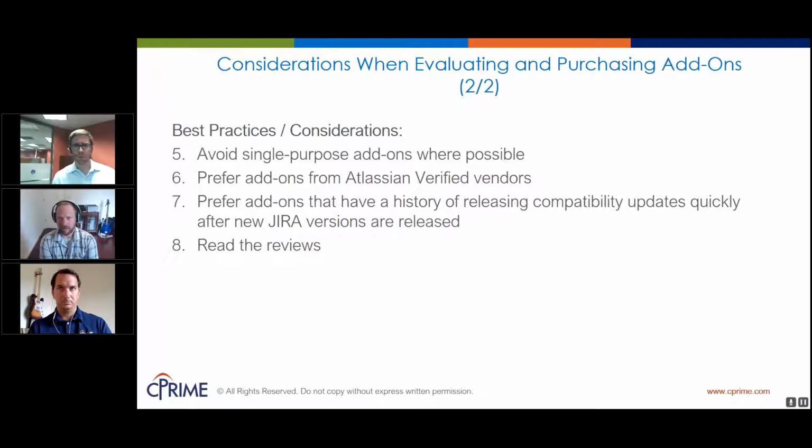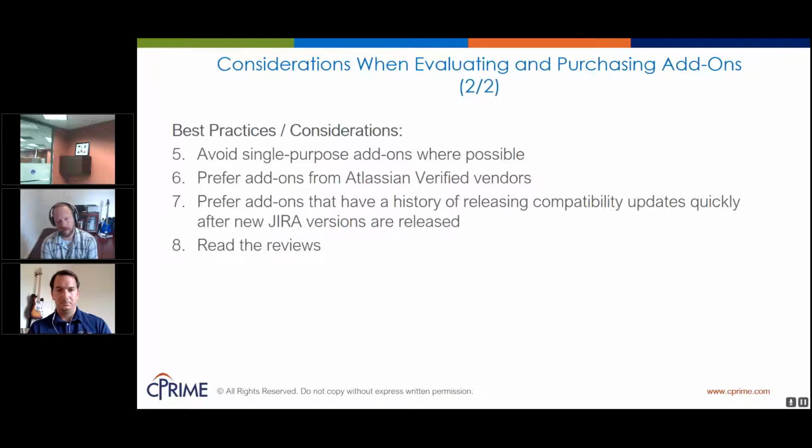You also want to prefer add-ons that have a history of releasing compatibility updates quickly. This is very important. If you have many add-ons in your production instance, you'll find that when you want to upgrade your Jira, for example, to the next major release, all of your add-ons have to be marked as compatible with that next major release. If one of those add-ons is business critical and is not compatible with a major upgrade, that can slow that whole upgrade train down to a screeching halt. So you want to check the version history of add-ons to make sure that they release compatibility versions quickly after Atlassian deploys a new version of their product.